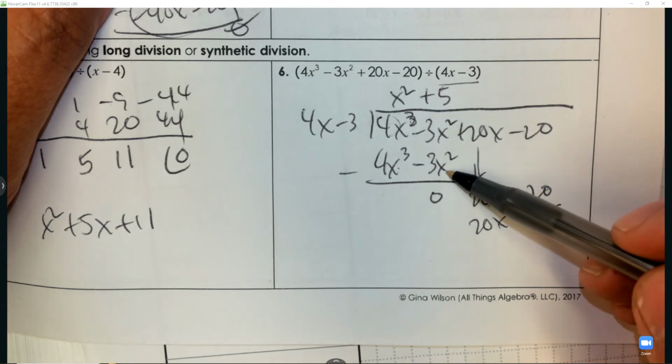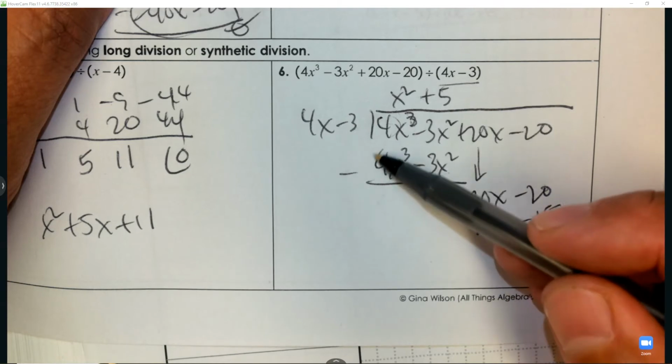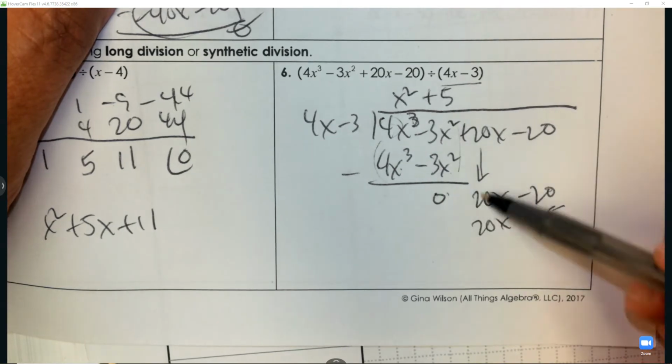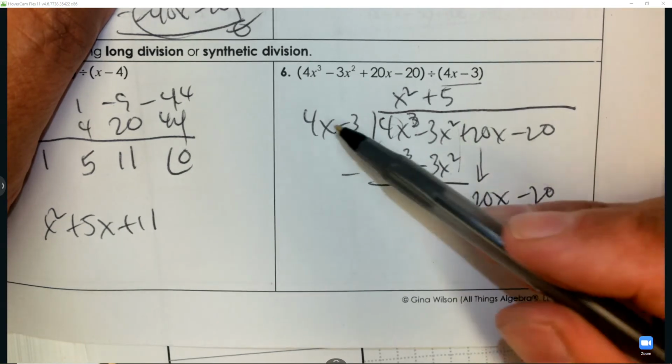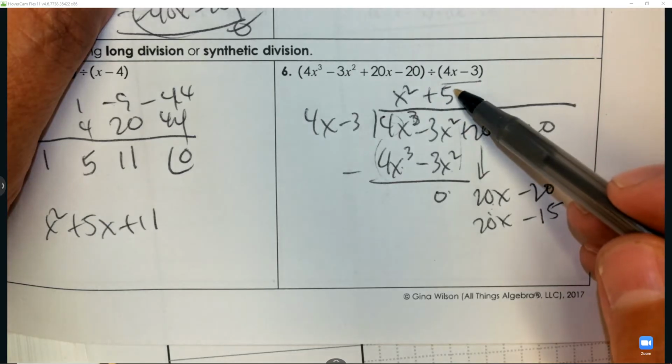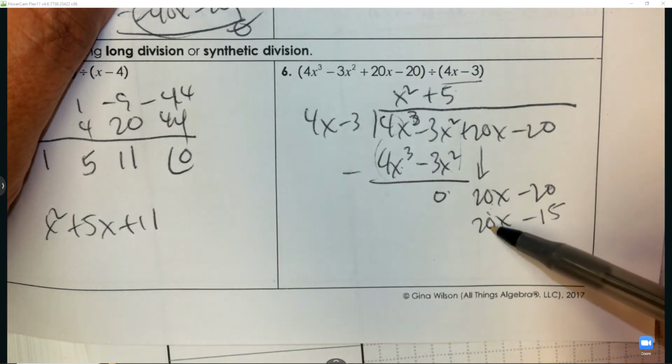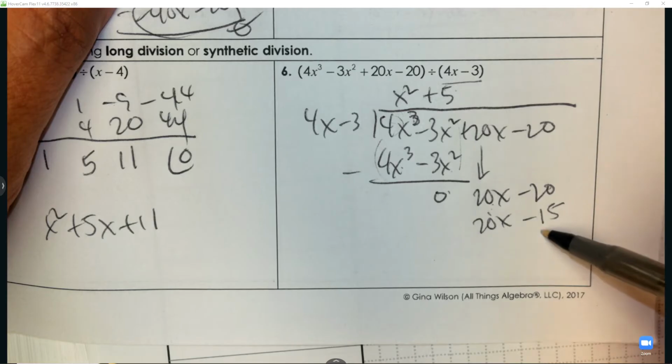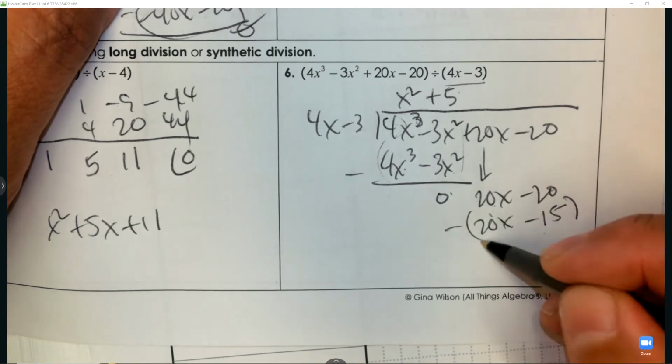Minus 3x squared. No, that part was fine. When I subtracted, there was no remainder. Brought down the 20x. 20 divided by 4 is 5. So that gives me 20x. Take away, well, there you go. All right, subtract.